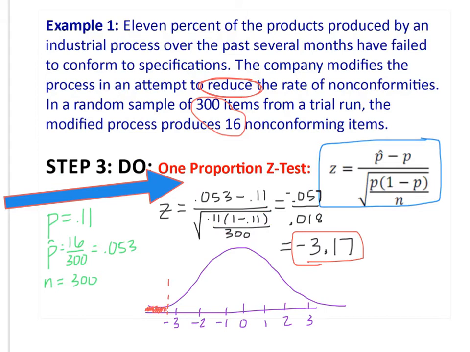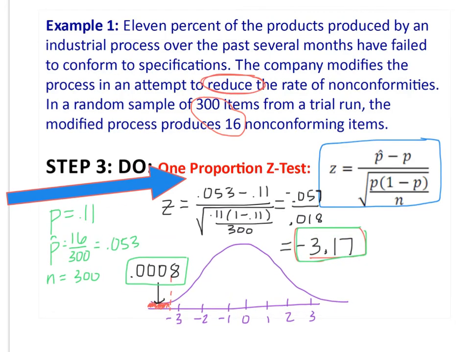And if I go to my table A, or my z-score table, you get the area down here to be 0.0008. So there's a very unlikely probability that I'm going to end up getting this z-score, or I'm going to end up getting this sample if the true proportion is still 11%. This area is so small, it's very unlikely to see this outcome if the null hypothesis were true, or if it were still 11%.